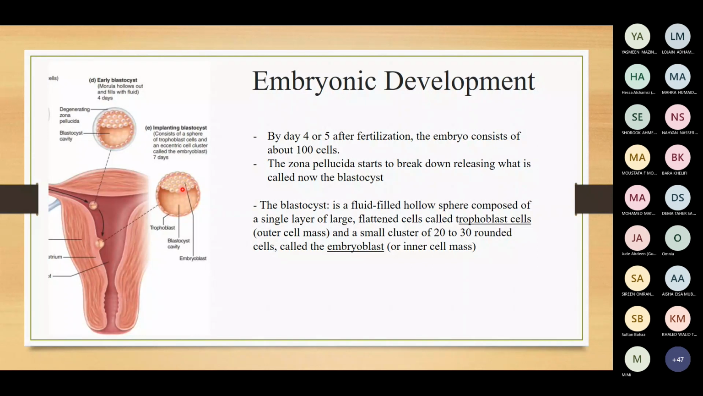So here the names are going to start increasing. We're going to have so many names, but don't worry, they're just the same thing. Once you move on, the names start to change. So at this point, we have cells covering the border, we call it trophoblast. We have a cavity inside, we call the blastocyst cavity. And we have a cluster of cells, a group of cells that are just stacked together, and we call them the embryoblasts. Is that clear so far?